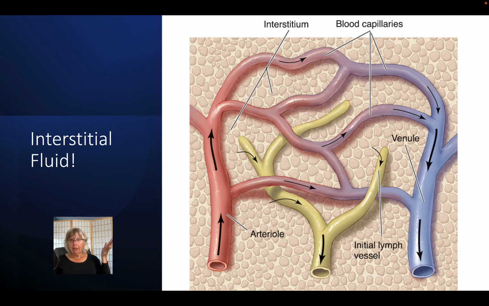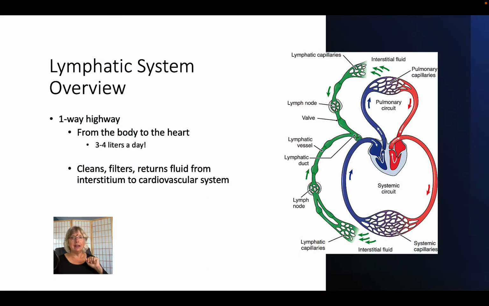We need a wet-dry vac that's going to come in and pick up excess interstitial fluid and all of the garbage, all of the waste products that accumulate in that excess interstitial fluid, and process and clean it up and eventually dump it back into the cardiovascular system. And of course, what I have just described is the lymphatic system.